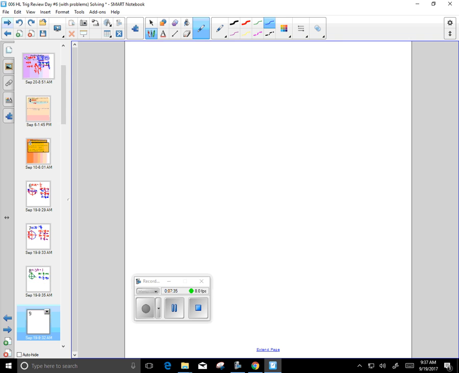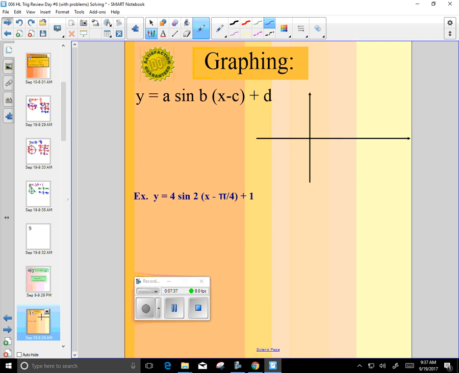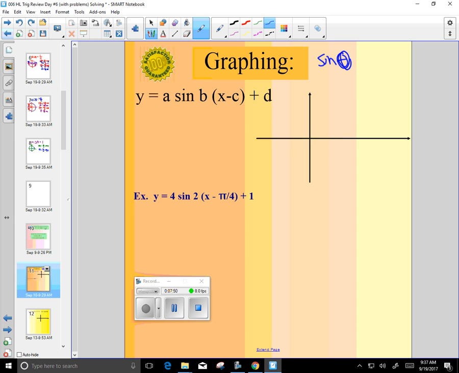So would you go to, skip that, here we go. We're going to do some graphing, and we're going to talk about something you are familiar with, and that is the sine curve. What's the sine of 0? Sine of 0 is 0. So we start there, it goes up, down, and up again.